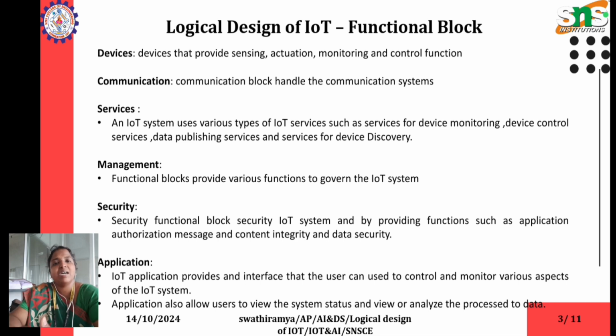We will start with the device. When you go for IoT, the starting point is the device. The devices we can have in an IoT system are sensors, actuators, or any kind of devices which help us to collect data from the real-time environment. Different types of sensors, such as motion sensor, humidity sensor, and temperature sensor, all come under devices. So all these things will be controlled by the device functional block.